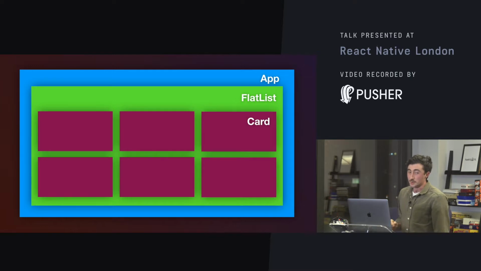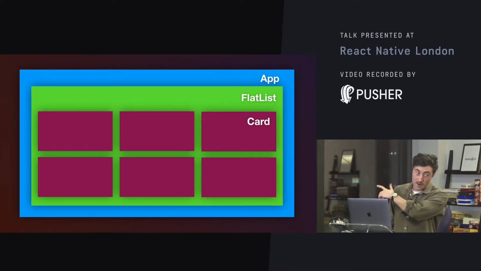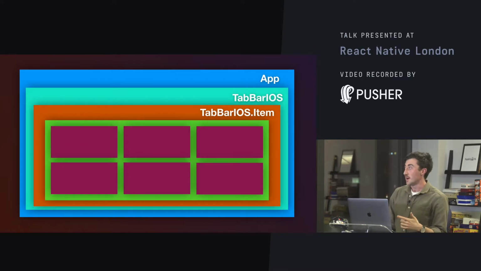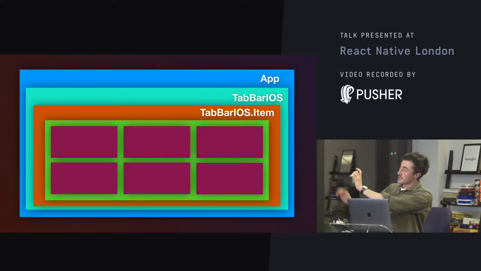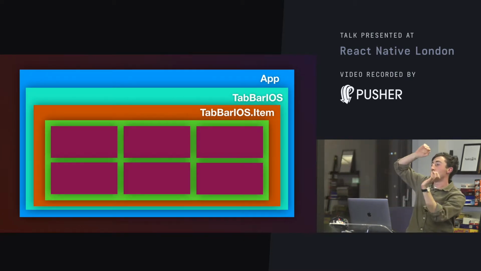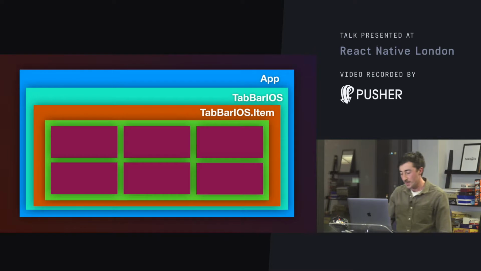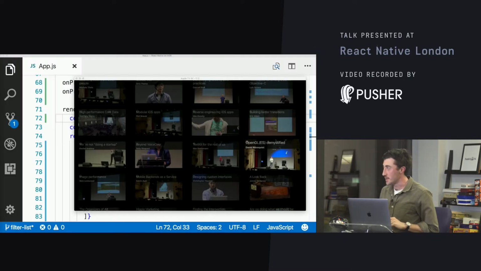So we're going to jump back into some code, but I'm just going to describe what we're going to do first. So this is where we're at right now with our app. And we're going to take that flat list and card, wrap it in a tab bar, and then wrap that in a tab bar item. Let's get back into it.